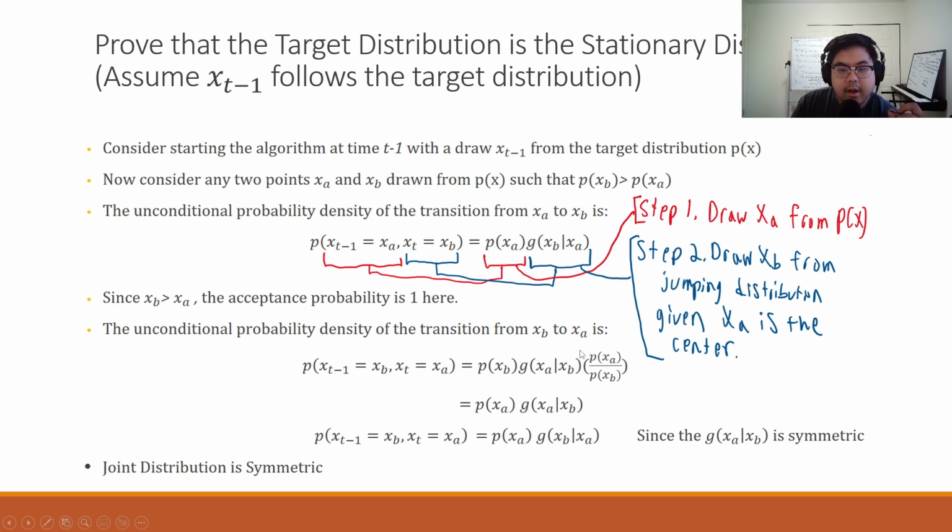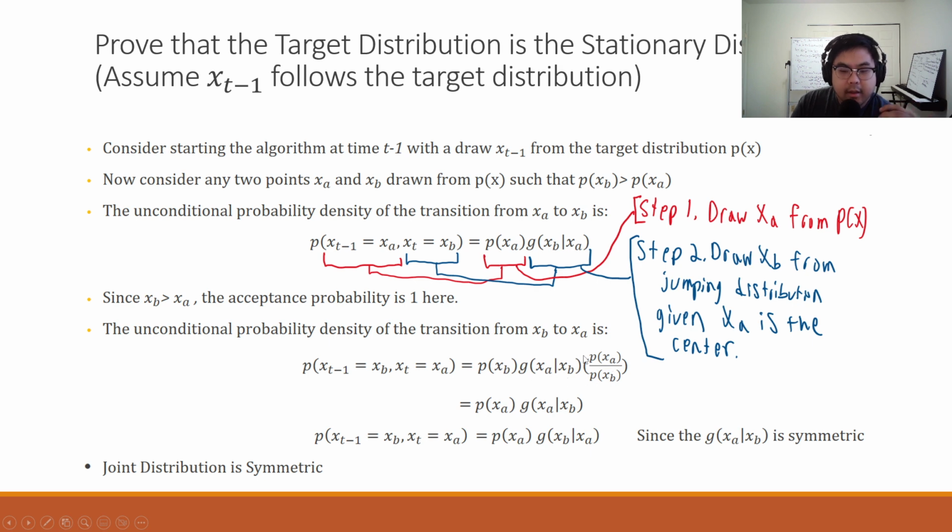And now we have the other situation. Let's consider a ratio. So we're moving away from the density, where we have p of x of a over p of x of b, where p of x of a is less than p of x of b, right? Now, if we notice something about this, again, we have step 1, step 2, step 3. Step 1, draw a sample from x of b. Then draw the next sample from a jumping distribution centered at b, and then we have to accept it with the ratio of this.